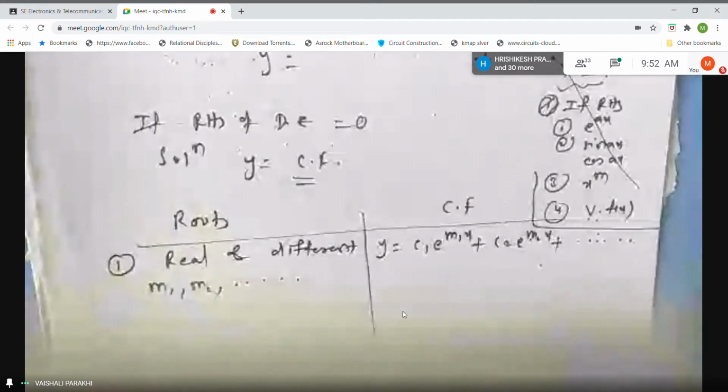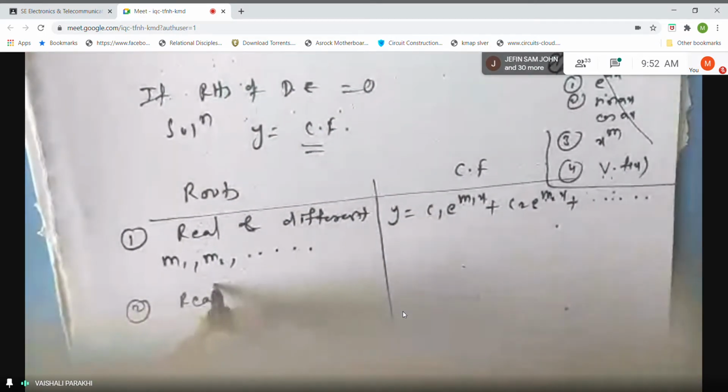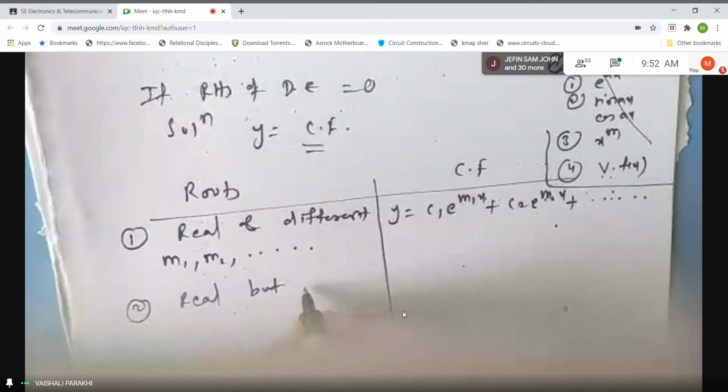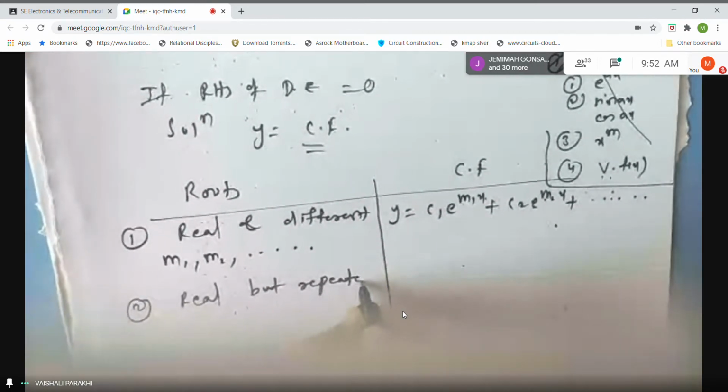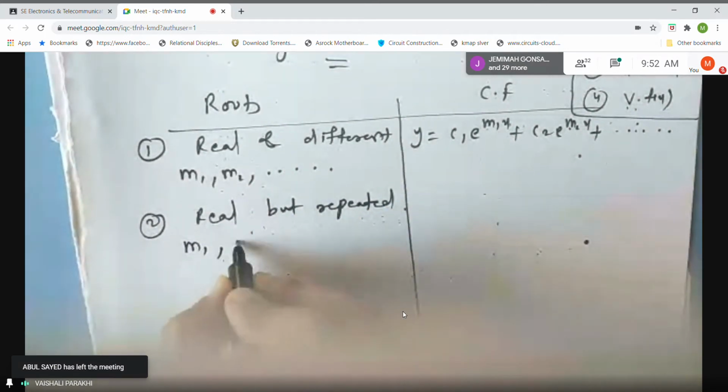Okay? Now, the second case is the roots are real but repeated. Repeated means what? Suppose this root is repeated twice.